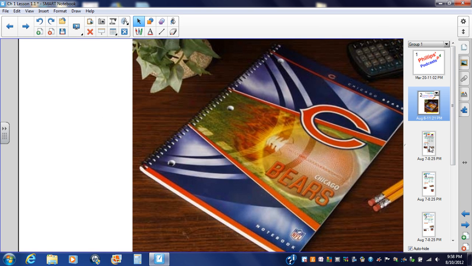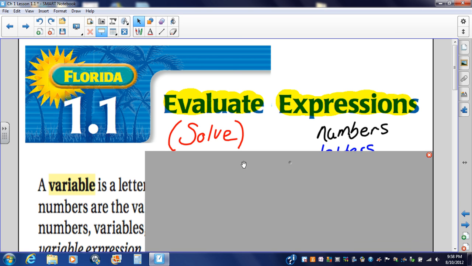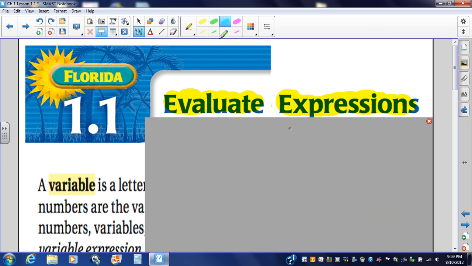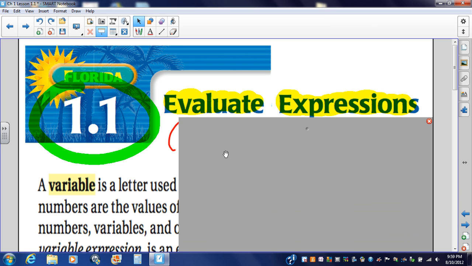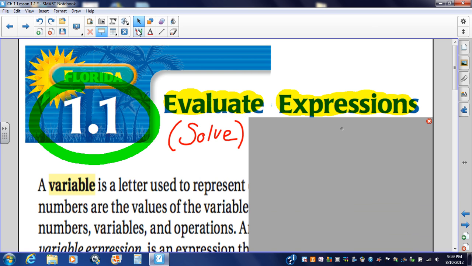Marvelous, darling, marvelous. All right, if you would, please write in your spiral that this is lesson 1.1, chapter 1, lesson 1. Your training for the Hunger Games begins. Please write, evaluate expressions. Lesson 1.1, evaluate expressions. When we say the word evaluate in math, we're talking about solving. So please make yourself a note. Evaluate means to solve.